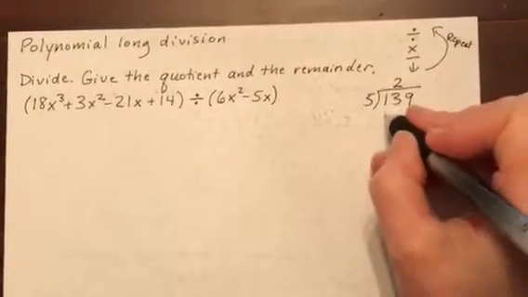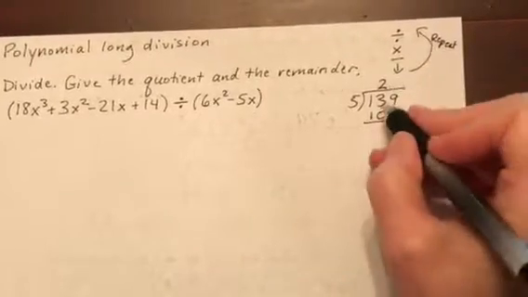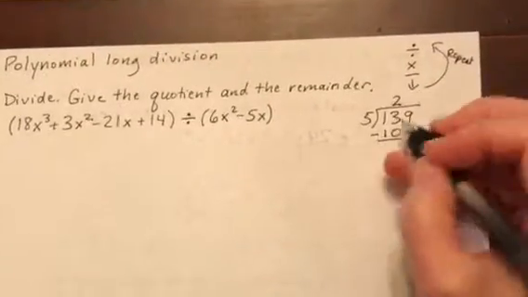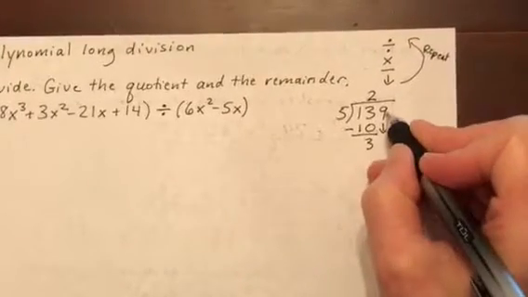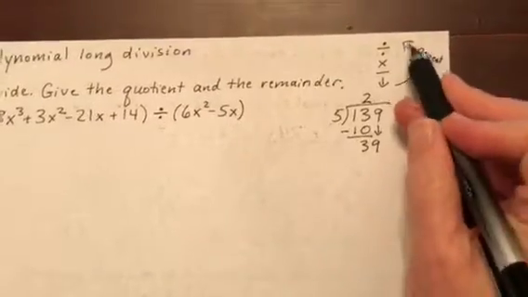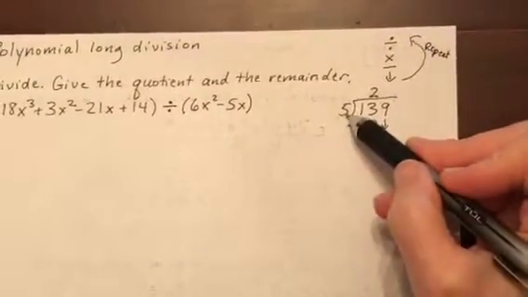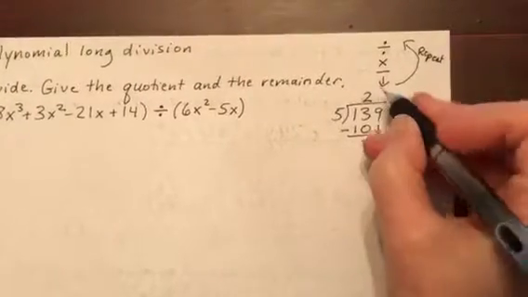2 times 5 is 10, and then we subtract. 13 minus 10 would be 3. We bring down our next digit, 9, and then we repeat this process again. How many times does 5 go into 39? And we'd say, oh, 7 times.